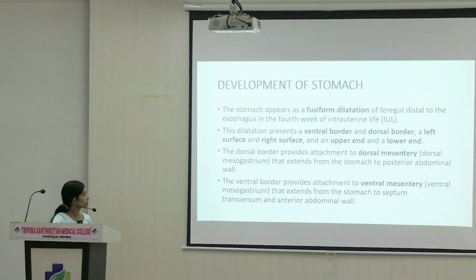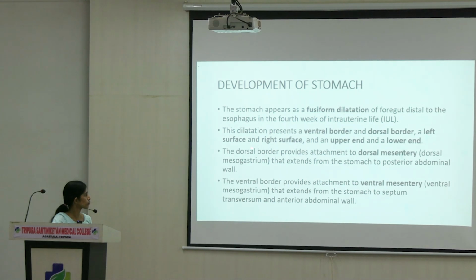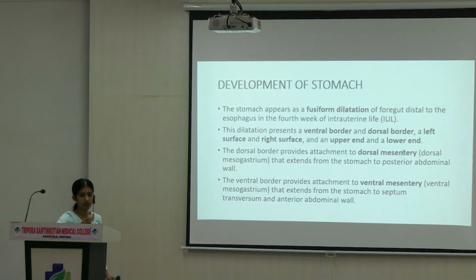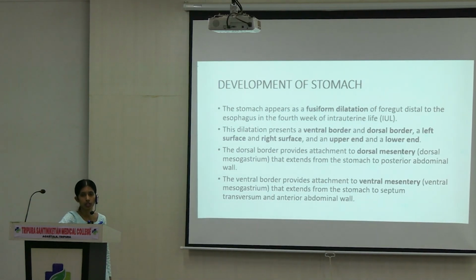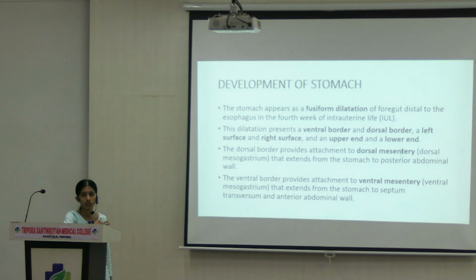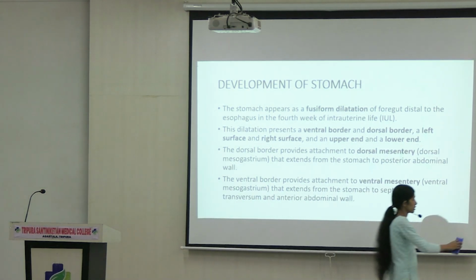The stomach appears as a fusiform dilation of your foregut distal to the esophagus in the 4th week of intrauterine life. This dilation presents a ventral border, a dorsal border, a left surface and a right surface, and also an upper end and a lower end, that is the cranial end and the caudal end. Okay. We have already seen the mesentery part. So the dorsal part is going to attach with the dorsal mesentery and the ventral part is going to attach with the ventral mesentery. What is the name of the mesentery present in your stomach region?